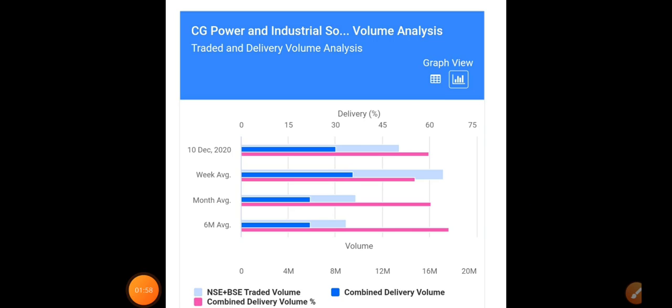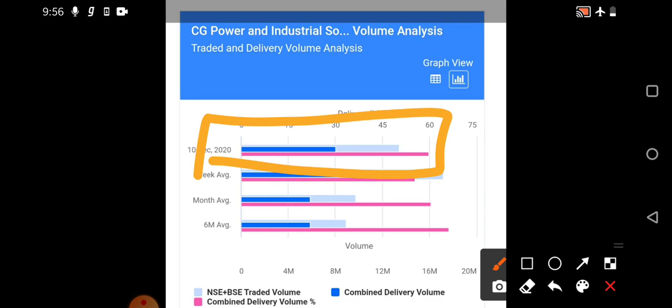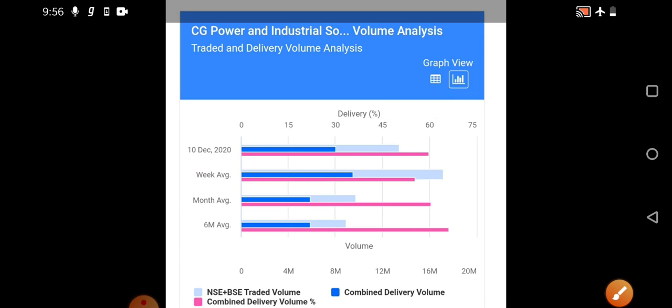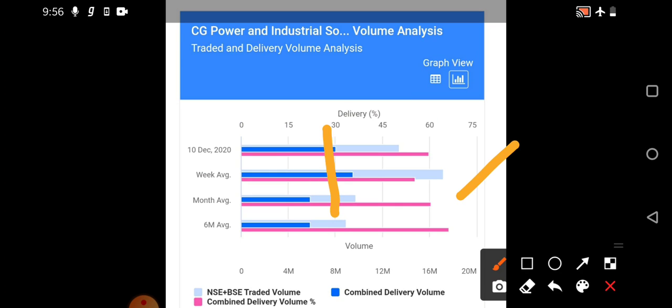Okay, now when we discuss the volume analysis, this is very important, so I discuss it in each and every video. Clearly you can see on 10th December how the deliverable quantity is. Even though the traded quantity has slightly decreased compared with the weekly average, you can see deliverable quantities have started increasing. When deliverable quantities are increasing as compared to the traded quantity, you need to understand that more and more shares are getting added into demat accounts. So it is a secondary confirmation that the stock may take reversal from the current levels.